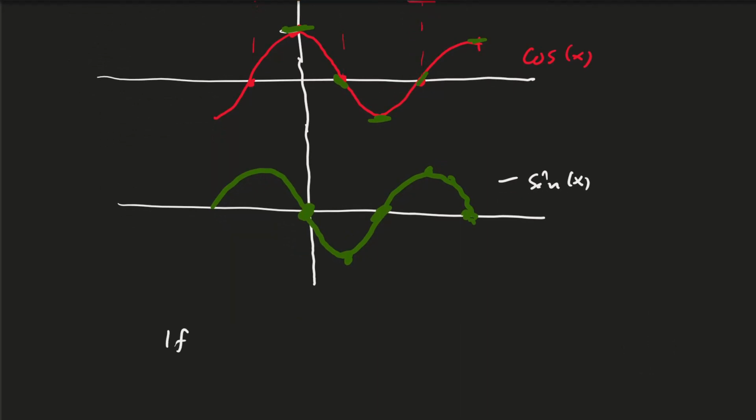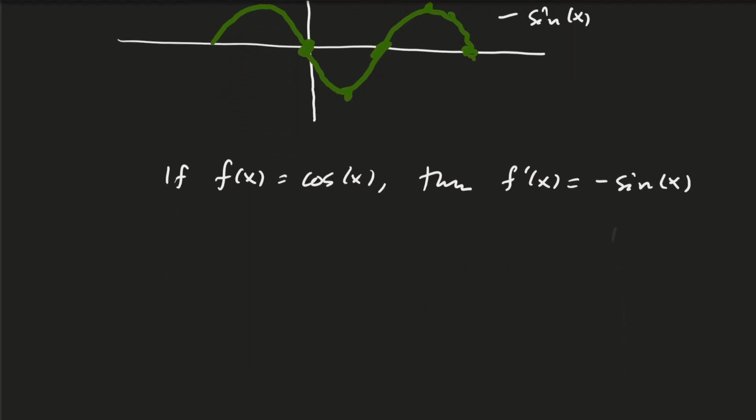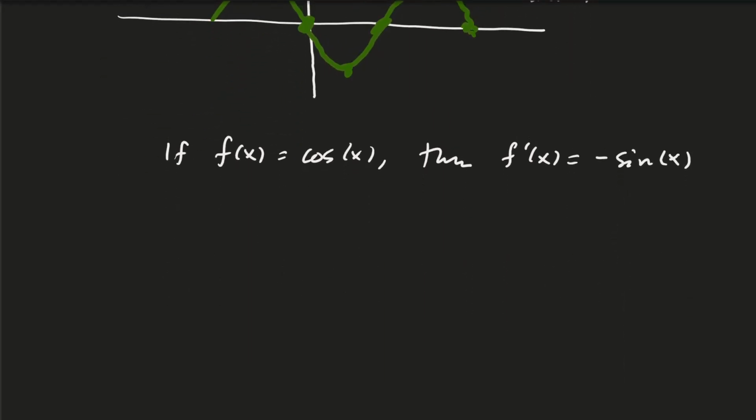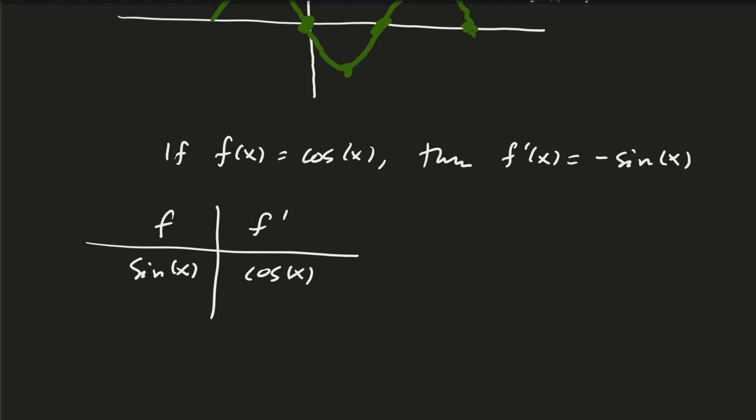Okay, and so what we've just seen here then is that the derivative, if f of x is the cosine of x, then f prime of x is minus the sine of x. Good. And so we can summarize that in our table. So sine of x again is cosine of x, and cosine of x is minus the sine of x. Good. So those are the derivatives of sine and cosine.